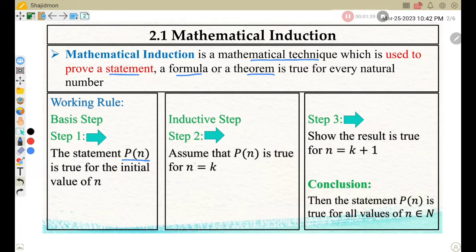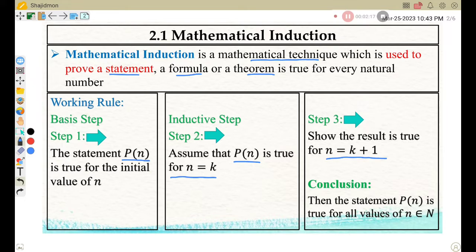In step 2, that is the inductive step, assume that our result is true for n equal to k. That means we assume our statement P of n is true for n equal to k. After that, in step 3, we need to show that the result is true for n equal to k plus 1 also. So first, the initial step: the result is true for the initial value of n, mostly n equal to 1. Then assume that P of n is true for n equal to k, and show that the result is true for n equal to k plus 1 also.